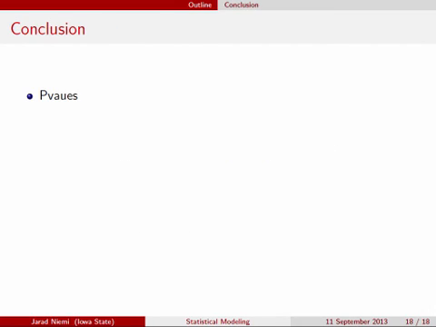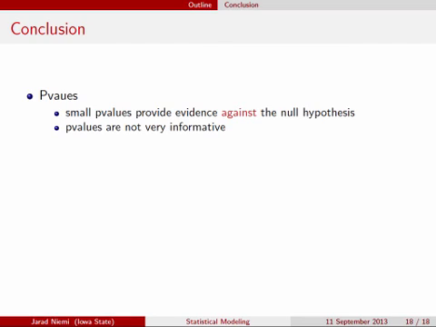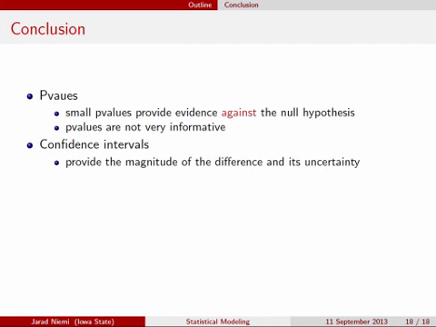All right, just as a quick conclusion slide, we talked initially about p-values and found that this is the key thing to remember. A lot of people were getting this wrong on the IRAT, so I wanted to point it out. Small p-values provide evidence against the null hypothesis. But these are not very informative. All they tell you is that we don't think there's no difference. Confidence intervals are more informative. They provide the magnitude of the difference and its uncertainty.